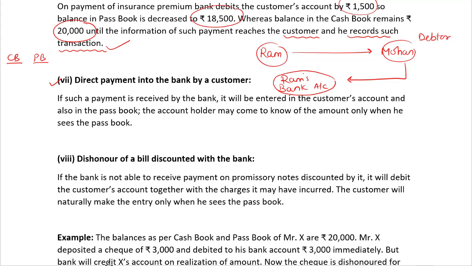Mohan has deposited directly to Ram's bank account, and Ram is not having any information regarding this. But whenever Ram will tally the cash book with the passbook, he will do the bank reconciliation statement. At that point of time, he'll be able to understand the difference and he will accordingly make the adjustments. If such a payment is received by the bank, it will be entered in the customer's account and also in the passbook. The account holder may come to know of the amount only when he sees the passbook.